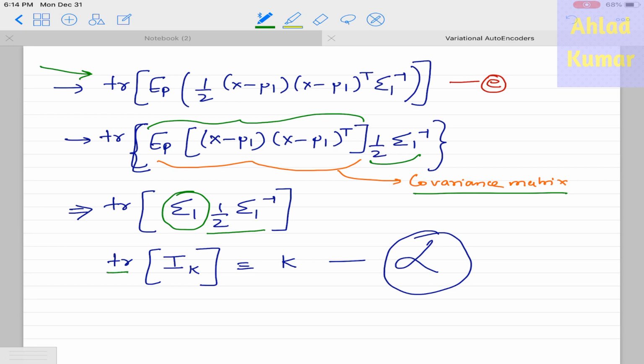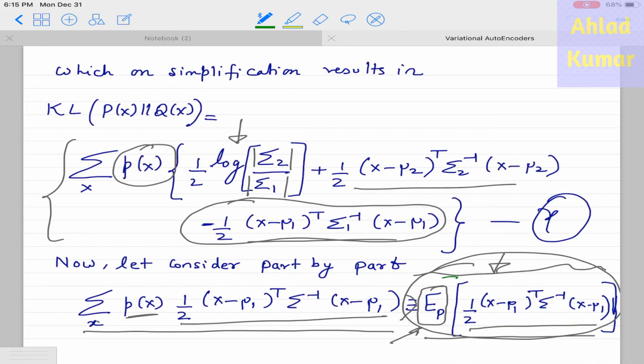So that's why trace of I k will come out, and the trace of I k is k itself, because any identity matrix having diagonal elements as 1 will result in a summation of 1, and this summation is running up to k dimensions. So that's why the output will be k. So the simplified result for this expression is basically k.